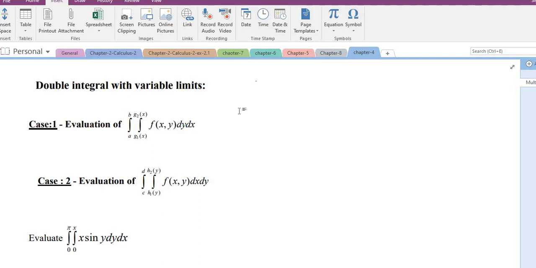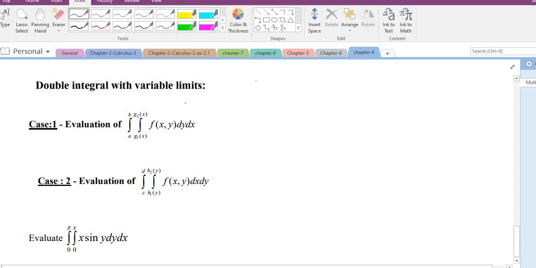Now I'm going to explain double integral with variable limits. In this topic, double integral with variable limit means when limits of y or x is given in terms of a function of x or a function of y.